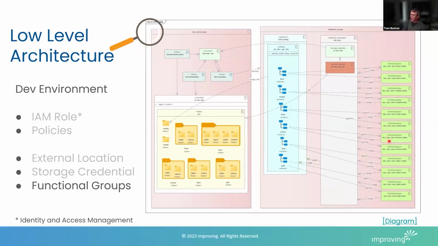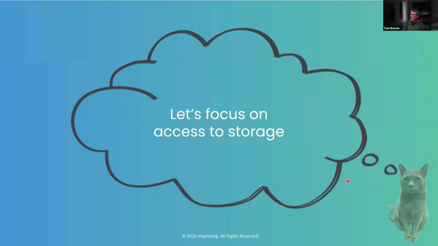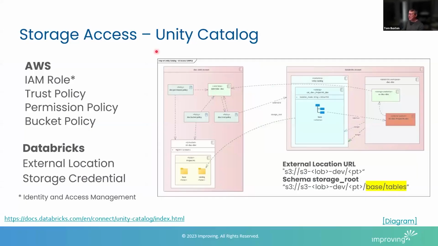So don't worry about whether somebody should have access into gold, for example. Of course, we want to prevent that at the right level, but we'll do that through the role groups we'll talk about in a minute. Okay, so once again, Kat tells us to focus on access to storage, because I glossed over that in the last slide. So let's take a look at access to storage in Unity Catalog.